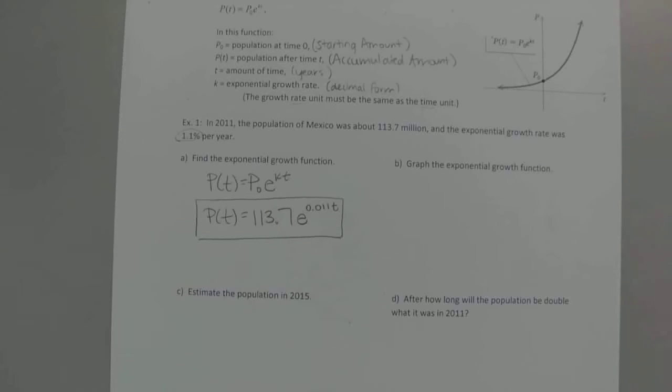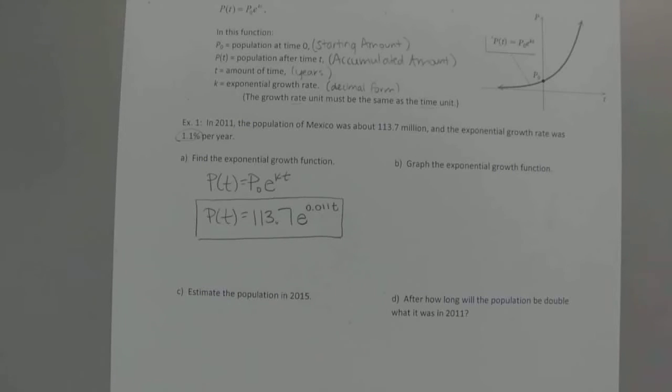So what's the point of this function? I could say, okay, guys, it's the year 2019. How many years past 2011 is that? 8 years. So what would you put into it for time t? 8. And you'd be able to figure out the population now. They'll have us do that, but before we get there, they have us graph this.